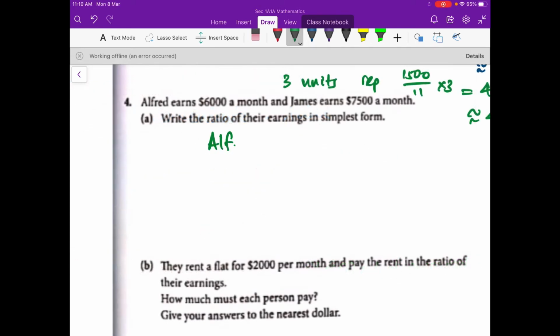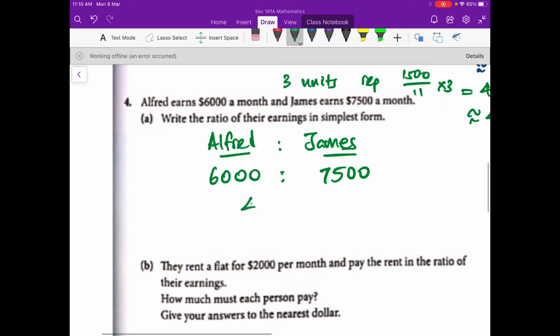So Alfred versus James. 6,000. Since the units are the same, I do not need to write the units anymore. Then use your calculator. First number that goes in the numerator, 6,000. Denominator, 7,500. So you get 4:5. And it is instant. Make sure you learn how to use the calculator to help you with the ratio.